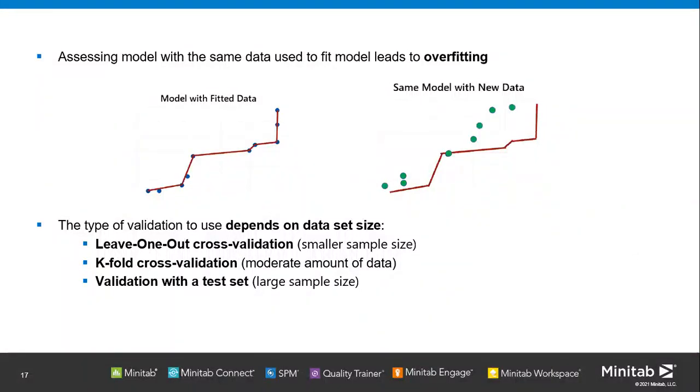But in Minitab, we have a default setting. If your data set has less than 5K observations, the default setting is K-fold cross validation. If your number of observations is more than 5K, it will be validation with the test set. This depends on your preference.